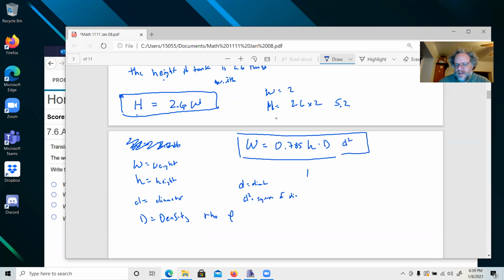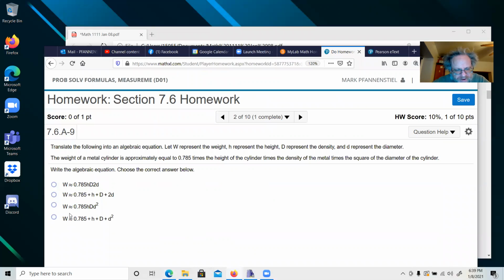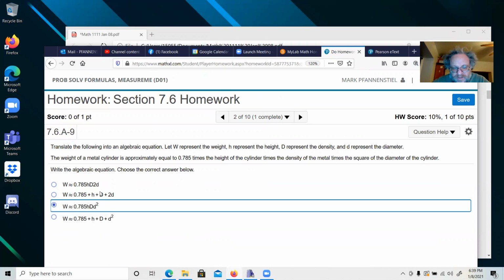So W equals 0.785 times H times capital D times little d squared. So no pluses, you can't fool us. We know it's not a plus. Oh geez, it's got to be d squared. And then, yeah, here they said d squared. All right, so there we go. All right, let's try to pull this up here.